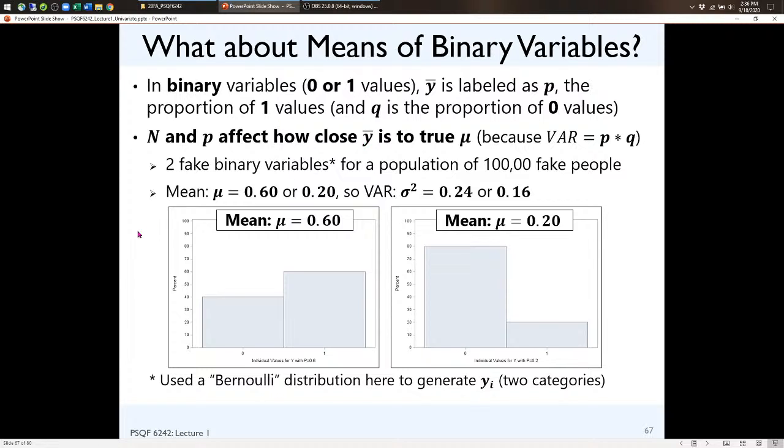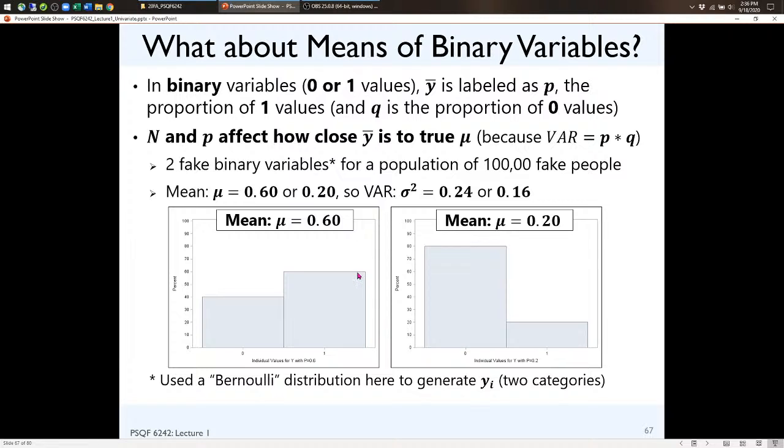So to show you what ends up happening with respect to the standard errors of the mean for binary variables, I have another set of fake data. So I created two fake variables, for a sample of 100,000 fake people. And the one on the left has a mean of 0.6 and the one on the right has a mean of 0.2.